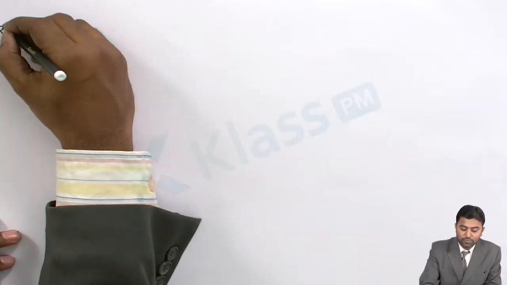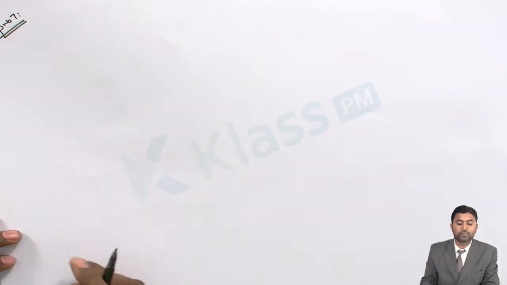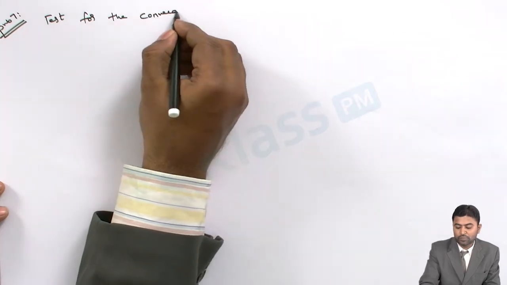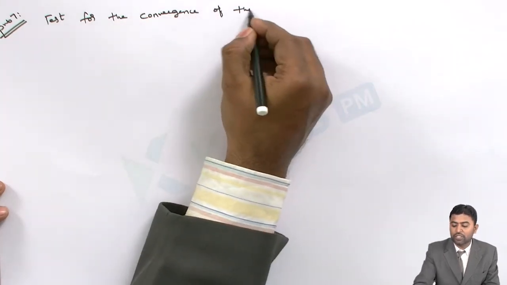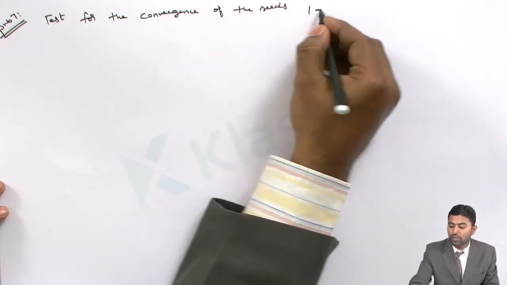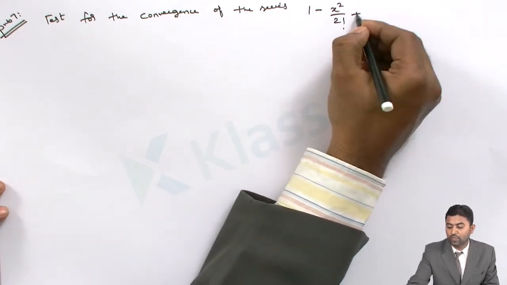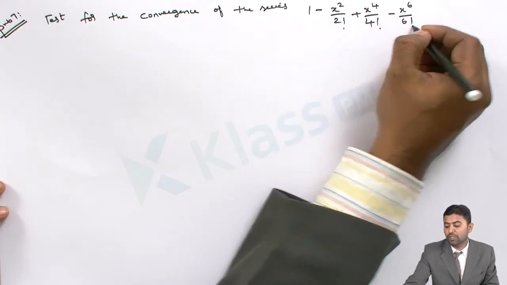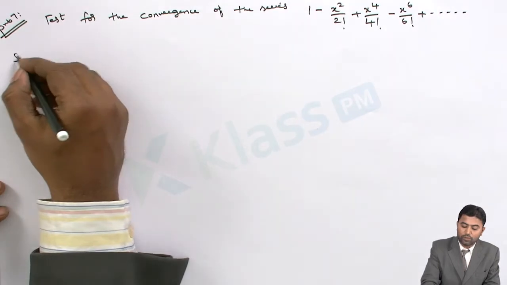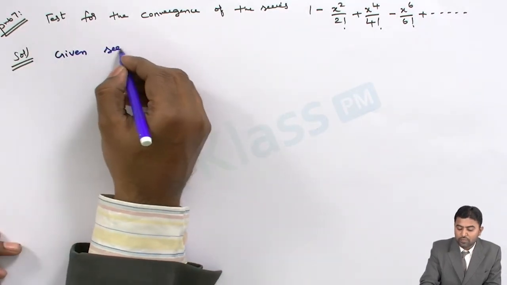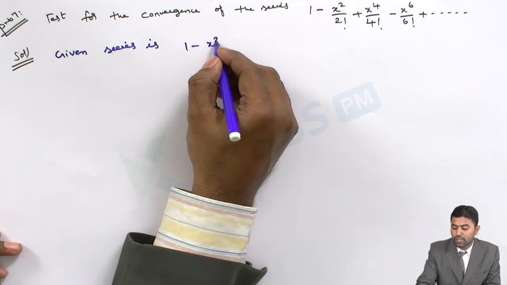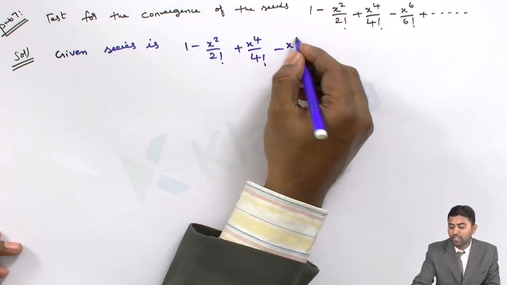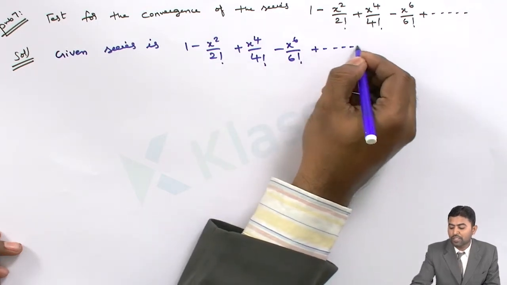Now we'll see the next problem. Problem 7. Test for the convergence of the series 1 minus x square by 2 factorial plus x power 4 by 4 factorial minus x power 6 by 6 factorial plus and so on. Given series is 1 minus x square by 2 factorial plus x power 4 by 4 factorial minus x power 6 by 6 factorial plus and so on.